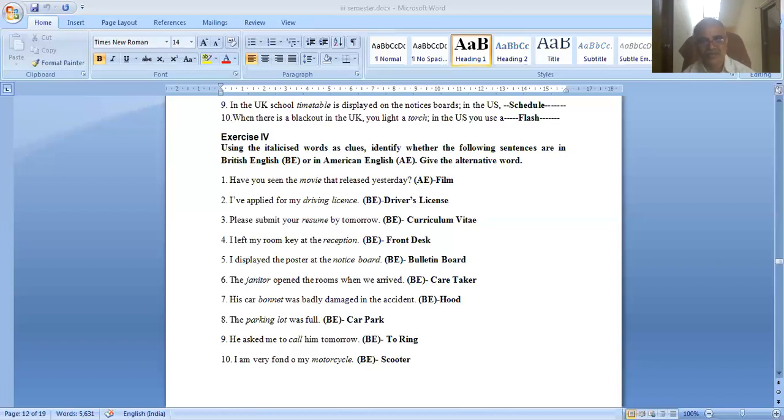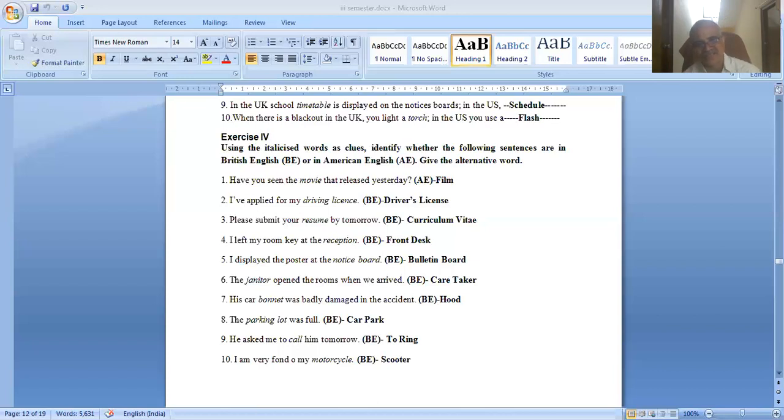The eighth one. The parking lot was full. So where we can park our vehicles is called parking lot. It is an American word, but the British call the area a car park. So the Britishers' car park is the Americans' parking lot.